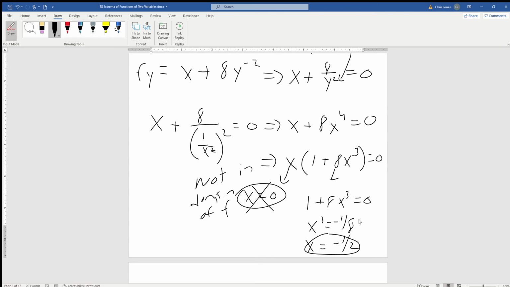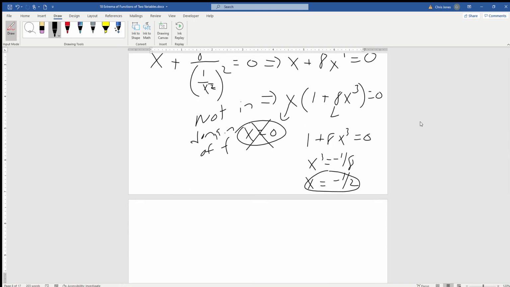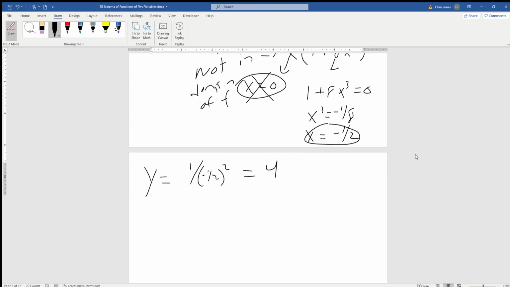Right? Also recall that we said that y is equal to 1 over x squared, and so we can solve for y readily. So y equals 1 over negative 1/2 squared, and then you can throw that right into your calculator or do it by hand. Either way, you're going to get 4. All right. So now we know that the point that we're looking at is (minus 1/2, 4). Let's see what type of point we're looking at.